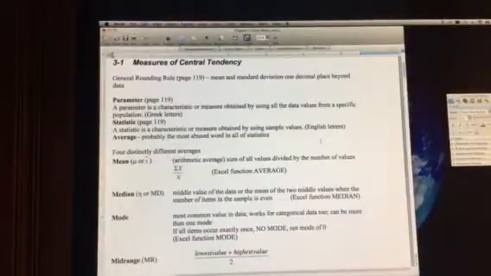This is a quick video to cover some key concepts out of Section 3-1, Measures of Central Tendency. We're going to hit three high-level things here. First off, I call out the general rounding rule, and you'll see it detailed on page 119 in the book. When you're calculating a mean or a standard deviation, what you typically want to do is go one decimal place beyond whatever your data is.